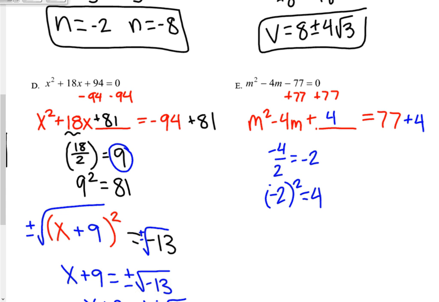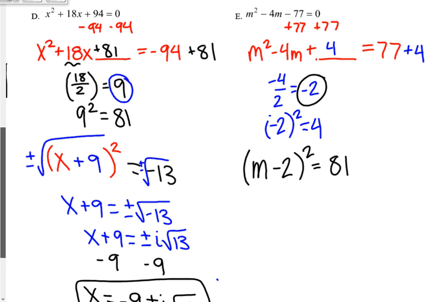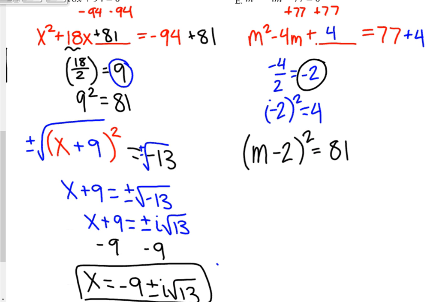Now we need to rewrite it, completing this square. So parentheses, our variable, which is m. Our middle number divided by 2 was negative 2 this time, so m minus 2 squared equals 77 plus 4 is 81. Take the square root of both sides. I get m minus 2 equals plus or minus the square root of 81, which is 9.